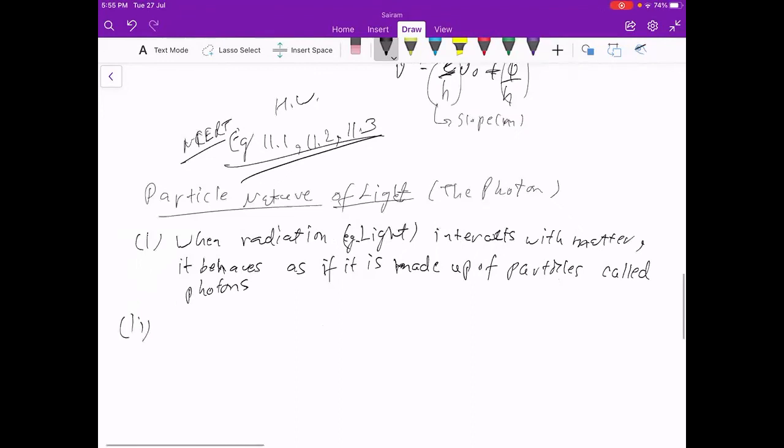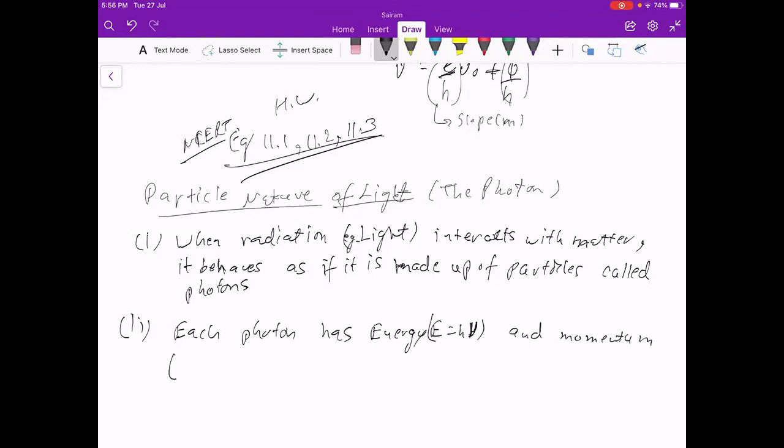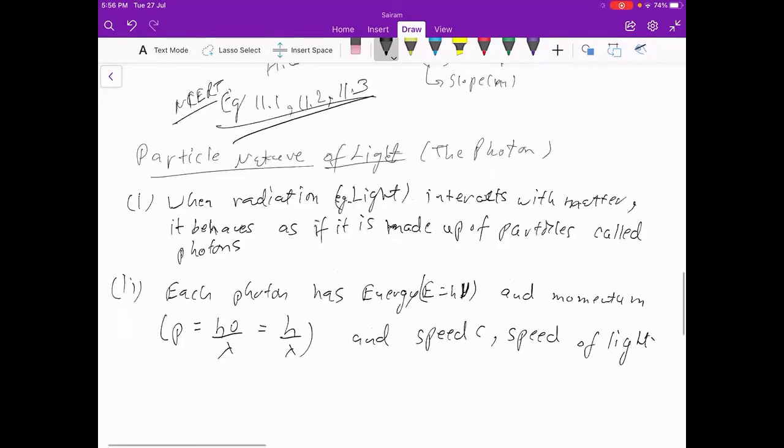Number two, each photon has energy E equals h nu. And momentum p equals h nu by c, or h by lambda. We'll get there later. And speed c, the speed of light. I'm writing a little fast. You can read it later in your notes. I hope you have the notebook with you.